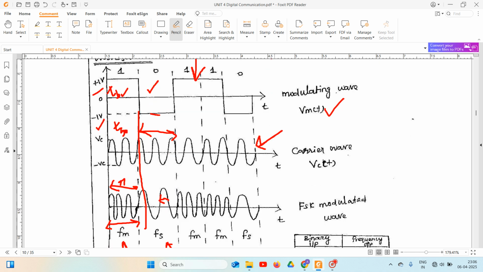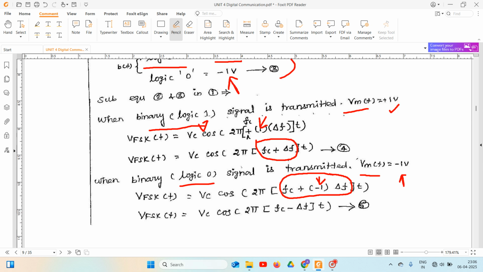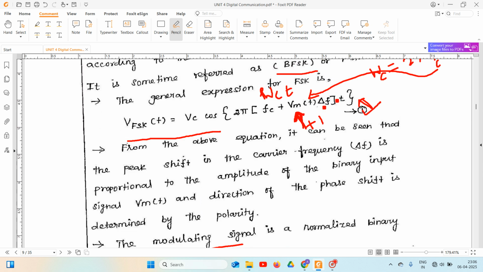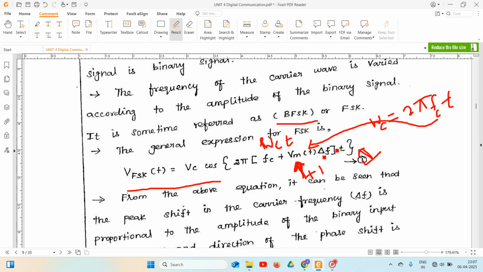This is my modulated output, right? So we will discuss one by one how we are getting that FSK modulated signal. This is my mathematical representation of the FSK signal. Vc is my carrier voltage, cos is a cosine function, omega c t. Omega c is the angular carrier frequency, and we are representing it with respect to the frequency as 2 pi fc t. Fc is my center frequency. This center frequency we are going to shift by plus delta F or minus delta F. Here delta F is the frequency deviation. The plus delta F or minus delta F is determined by this modulating voltage.